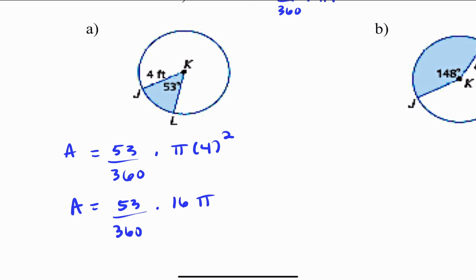Now I want to just write this as a simplified fraction. So remember, on your calculator, you have to type in 53 divided by 360. So go ahead and do that on your calculator. 53 divided by 360. Hit enter, and then you're going to multiply by 16. Do not include the pi on your calculator. So then what do you have to do? How do we make this a simplified fraction? Do you remember?